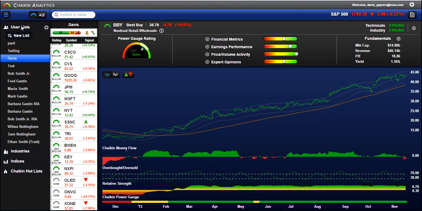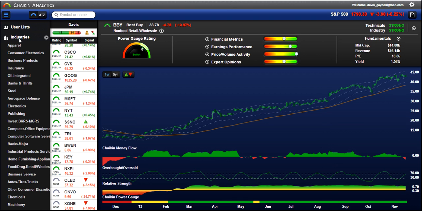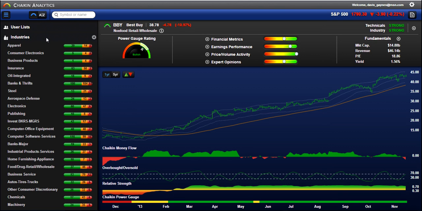Now the list manager allows me to put as many lists as I want in my user list. We also have industry groups. You can do top-down analysis or bottom-up analysis using Chaikin. If I want to take a look at all of the industries currently, and these will include all 5,000 of our stocks, I can rank them by power gauge.